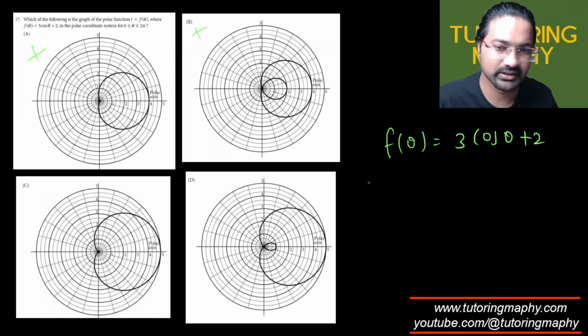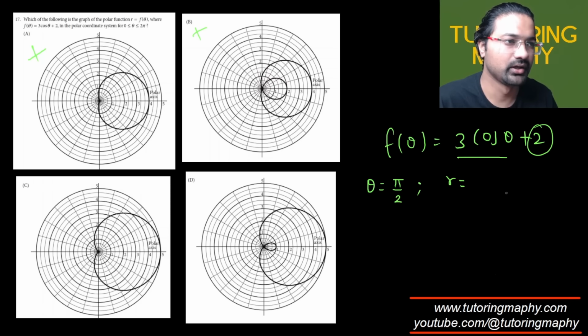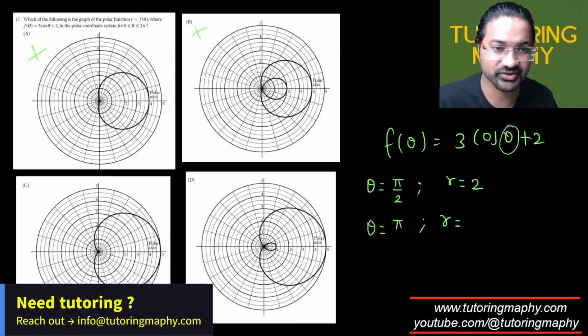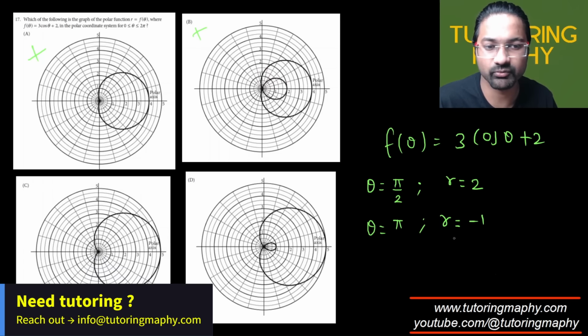If I put theta equal to pi over 2, at pi over 2, what is the value of cos pi over 2? That's 0. So this will become 0, and this will become 2 over here. So this means that R is equal to 2. Indeed. Okay. If theta is equal to pi, then the value of R will become cos pi is just -1. So this will become -1 over here.